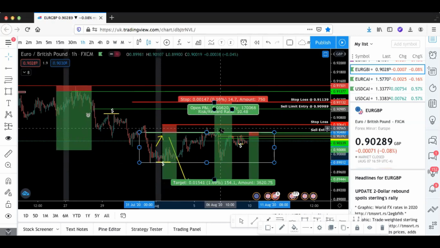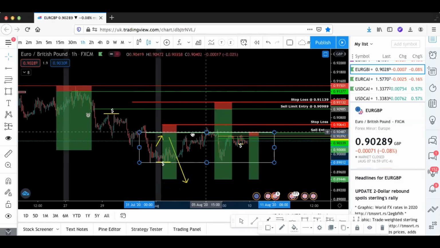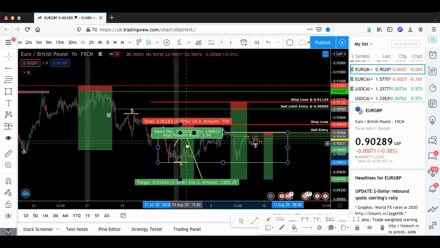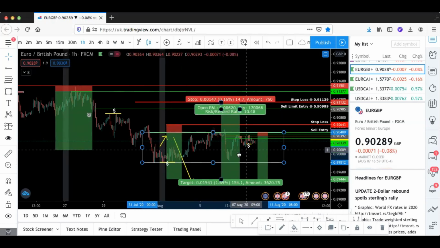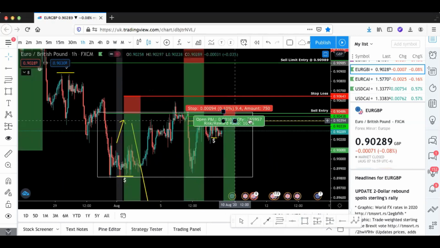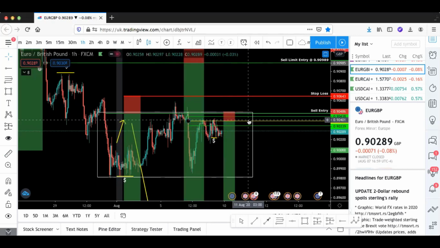So now I'm expecting price to trade lower, because last week I shared this, especially on EURGBP. I have given the reason why I am anticipating this sell setup in my previous video. I'm in this trade, and another trade setup has been triggered here.